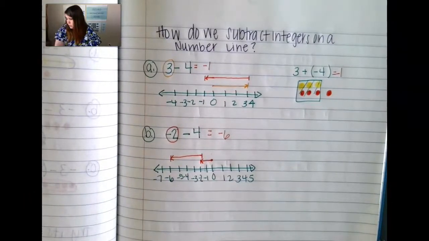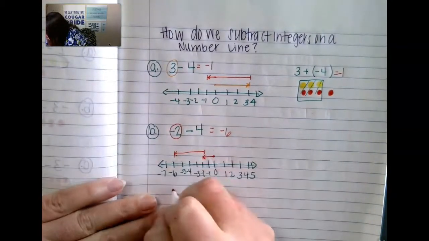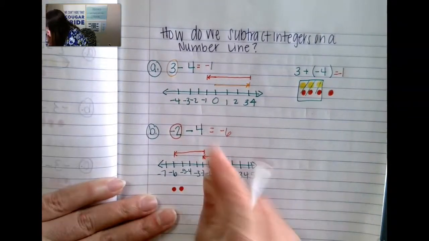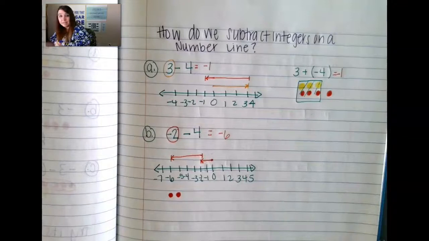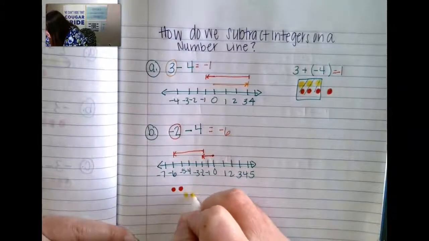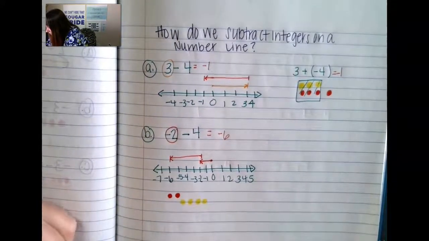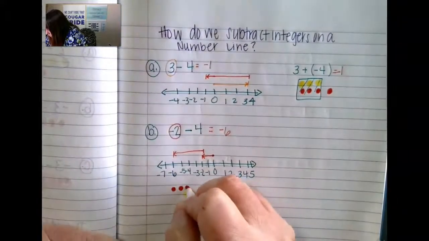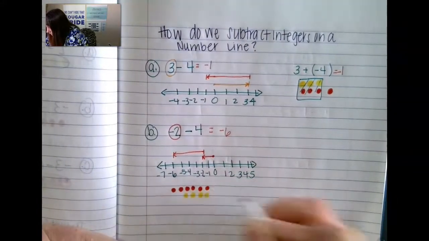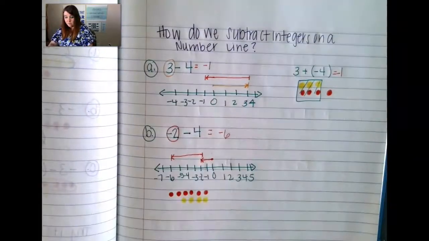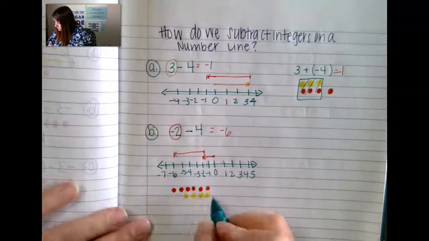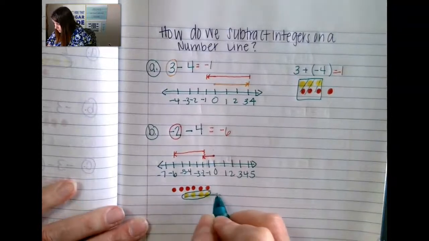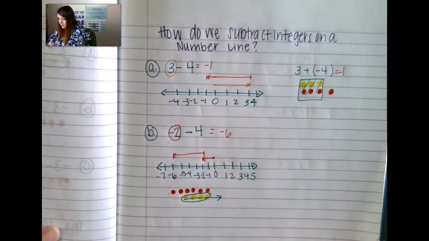I had negative 2, and they want me to subtract 4 positives. So to subtract 4 positives, I have to create the possibility of even having 4 positives. So I'm going to add 0 pairs because that's no value. So there's no value here until now I take away 4 positives. So now that my 4 positives are gone, there they go. I now have 6 negatives.